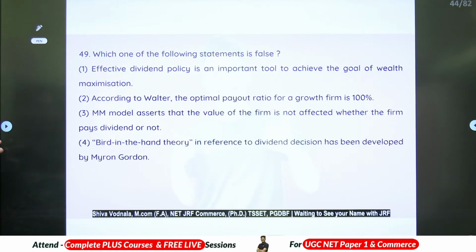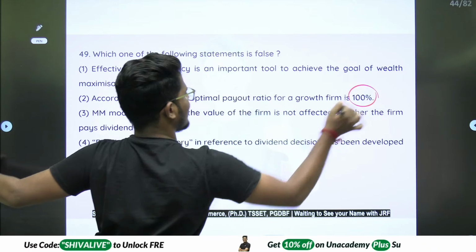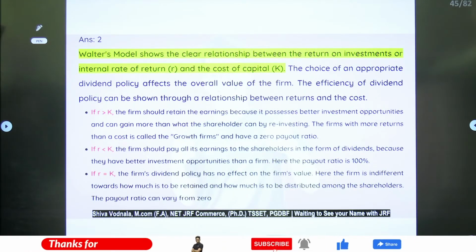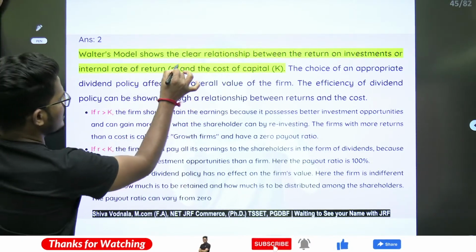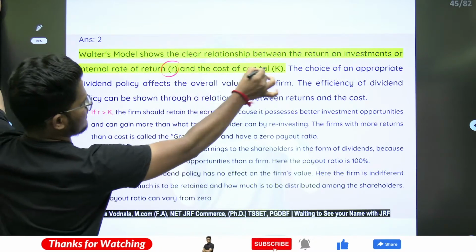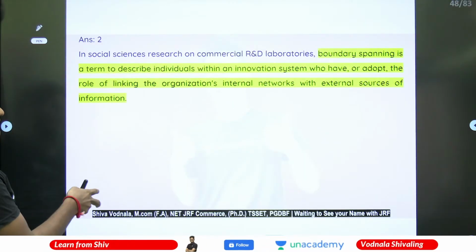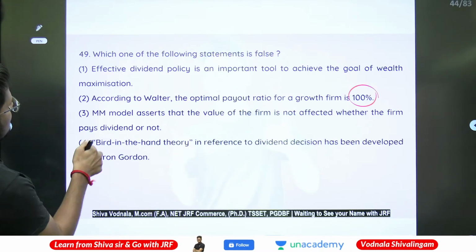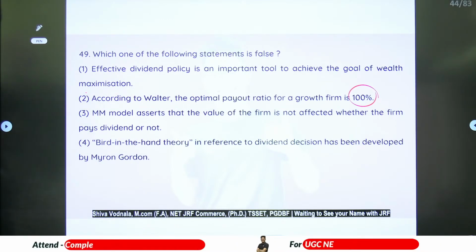So answer is that 2. According to Walter, dividend payout ratio assumed to be 100%. That means actually that is not a Walter assumption. Walter has made a relationship between the rate of return and the cost of capital. Actually, who assumed this? According to Walter, dividend payout ratio is 100%. Which theory assumed that one?